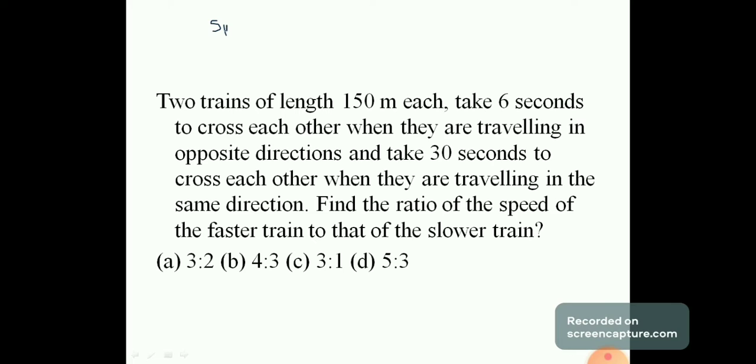So we can consider the speed of the faster train as x and the speed of the slower train as y. The question is to find the ratio, that is x is to y, right?